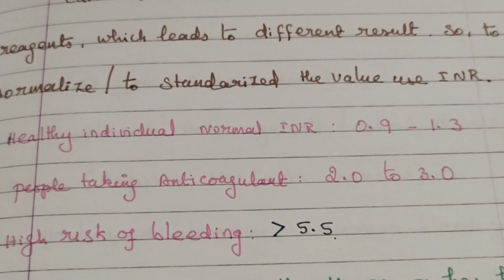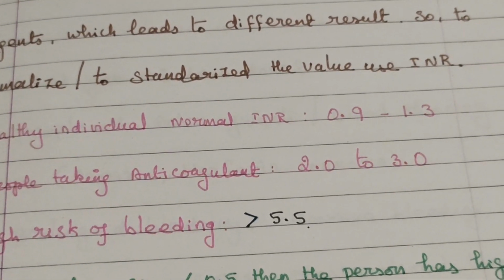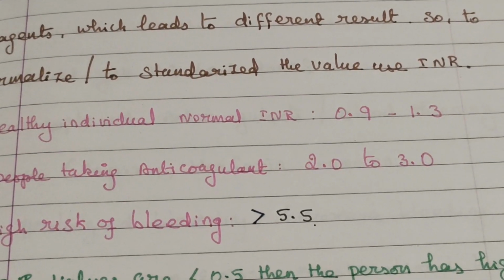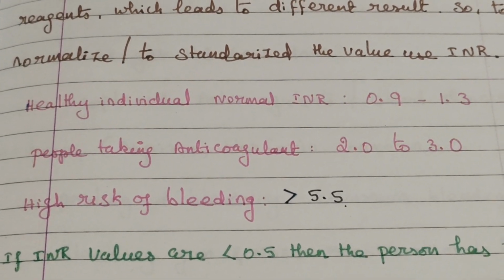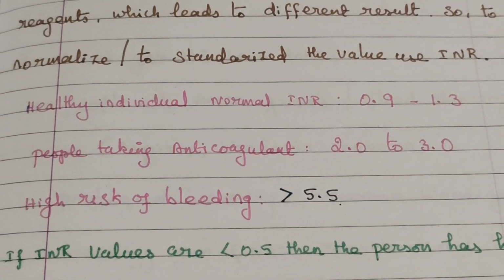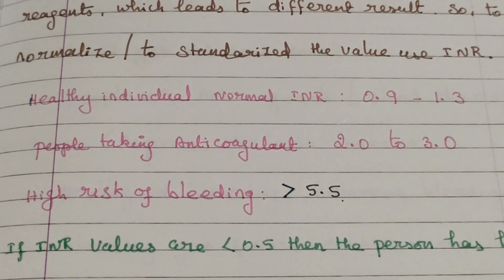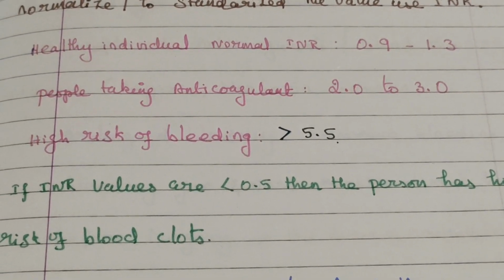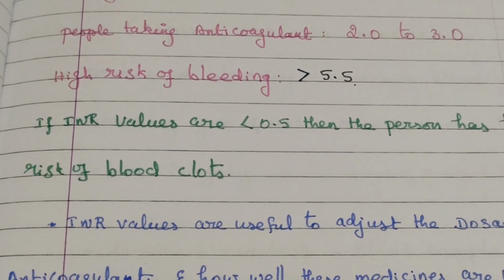In a healthy individual, the normal INR is 0.9 to 1.3. Whereas in people taking anticoagulant medicine, the INR ranges from 2 to 3. If the INR value is greater than 5 or 5.5, we consider it a high risk of bleeding. And if the INR value is less than 0.5, then the person has a high chance of having a blood clot.